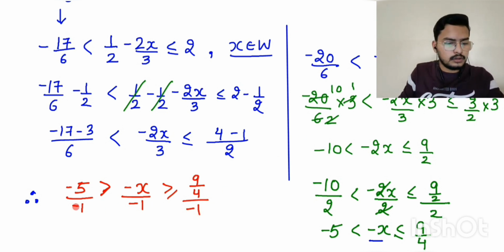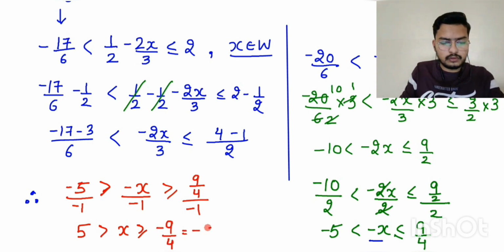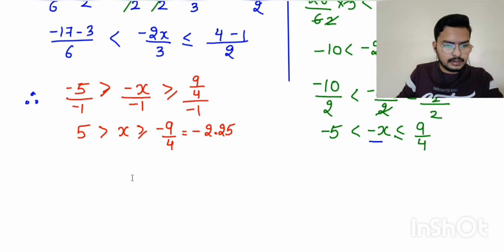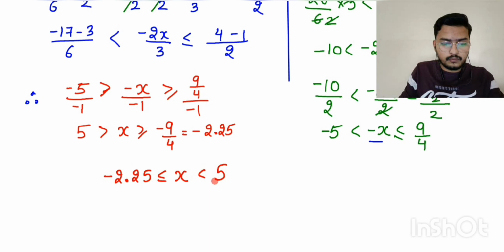Now after cancelling you will get 5, right? Then greater, that is x, then greater equal, that is minus 9 by 4. And you all know minus 9 by 4 is minus 2.25. So at the last you are getting minus 2.25 less than or equal to x, and that is less than 5.